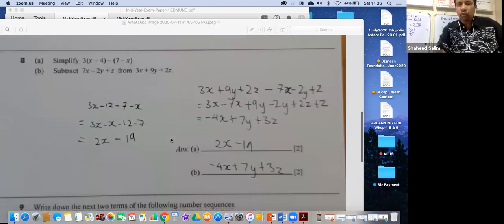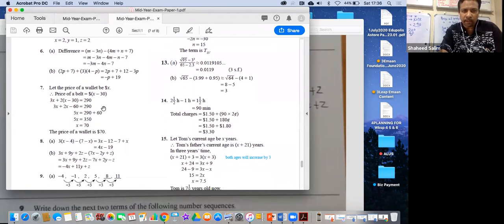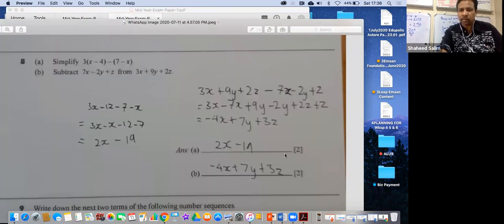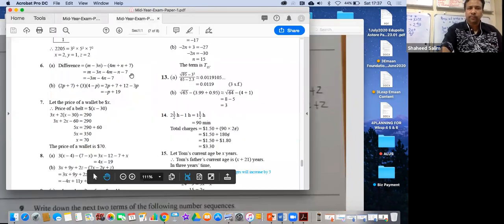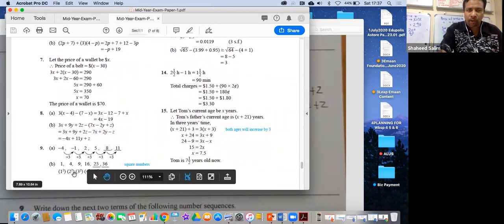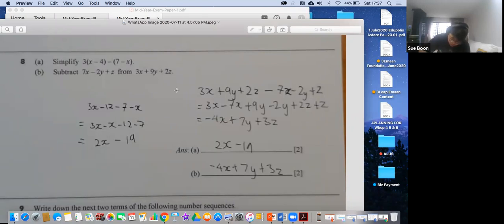Now let us look at your next one. Yeah, 2x minus 19, and then you have another one. So let us see now. This one, number 8, is 4x minus 19. Yours is 2x minus 19. So we got to check. And then it says down here, minus 4x plus 11y plus z. Minus 4x plus 7y plus 3z. So it's a different thing. Let us look at what you have done.